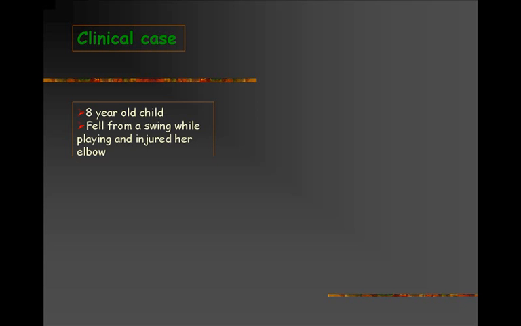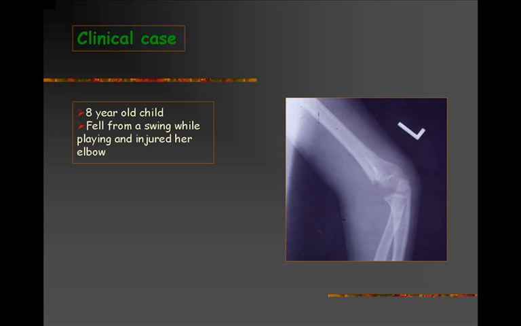Our next clinical case is of an 8-year-old child who fell from a swing while playing and injured her elbow. The X-ray of this child's elbow is shown here. Note a fracture occurring through the distal part of the humerus. There is also a rotation of the distal part of the humerus as compared to the proximal shaft. This is termed a supracondylar fracture of the humerus.